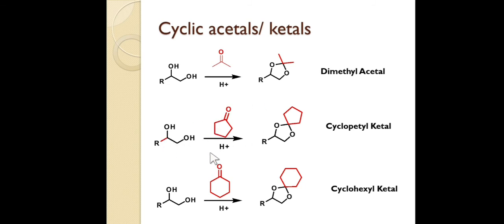If you use cyclopentanone, we get cyclopentyl ketal. If we use cyclohexanone, we get cyclohexyl ketal. So the stability of these cyclic ketals is a bit more than dimethyl acetal. This type of cyclopentanone and cyclohexanone are also used for the protection of diols. It can be used for 1,2-diols, 1,3-diols, and so on. So this is all about the last lectures.